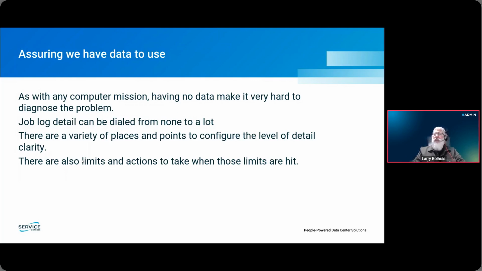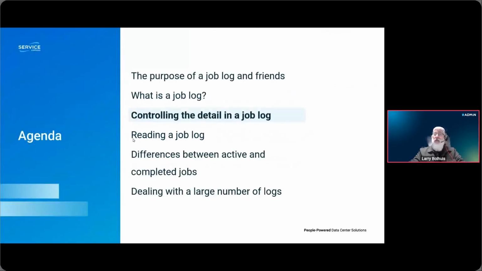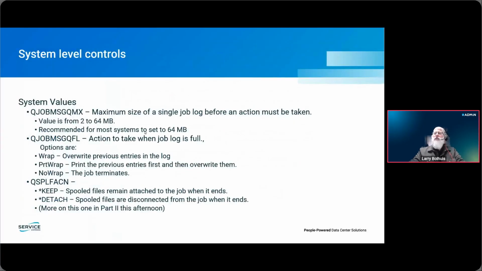As we mentioned, there's a variety of places to configure it, and there are also some limits that we can take because you can write too much to the job log. So let's talk about how we control that detail. The first controls are in system values. There is a system value, queue job message queue max. What in the world is that? Well, that says that when a job starts, it gets a job log, and this is in memory, right? What's the maximum size of that job log? How big can it get before I have to take an action?